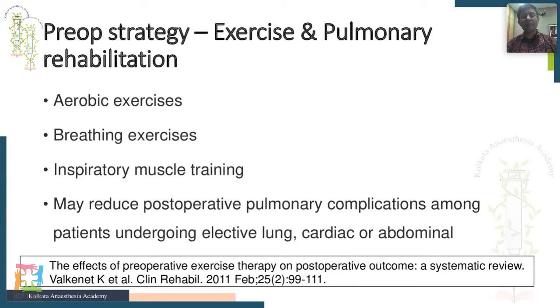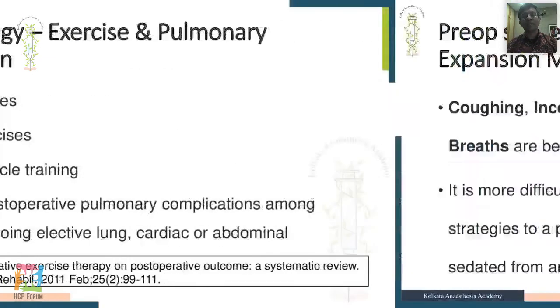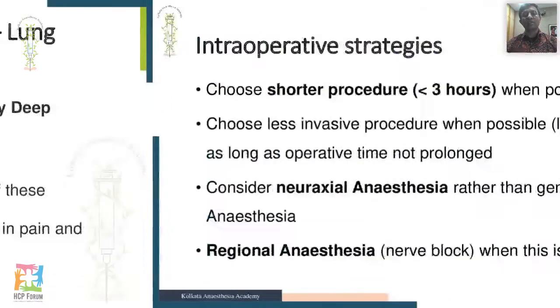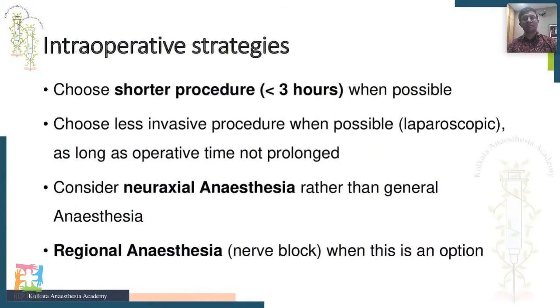And this is something which has, in the last 5 or 6 years, mainly from oncosurgery, shown that aerobic exercises, breathing exercises, and inspiratory muscle training can reduce postoperative pulmonary complications. So teach them about coughing, teach them about incentive spirometry and voluntary deep breaths, because you cannot teach them in the postoperative period, and they have to do this in the postoperative period. These lung expansion maneuvers can reduce the incidence of postoperative pulmonary complications.